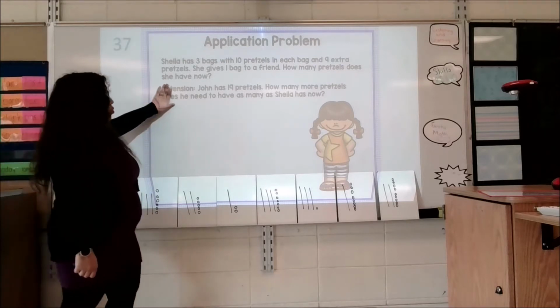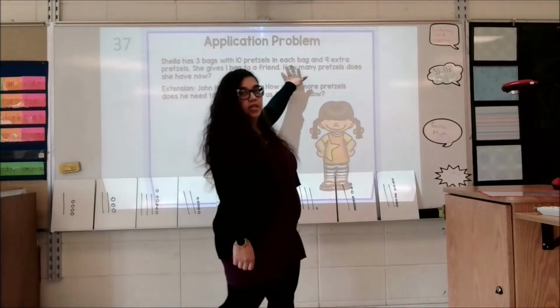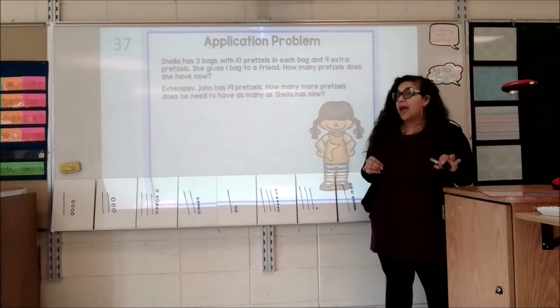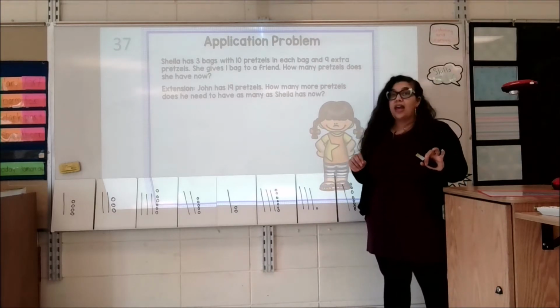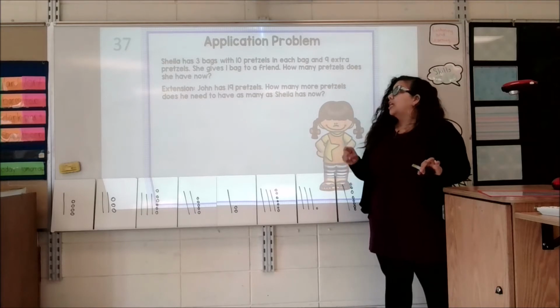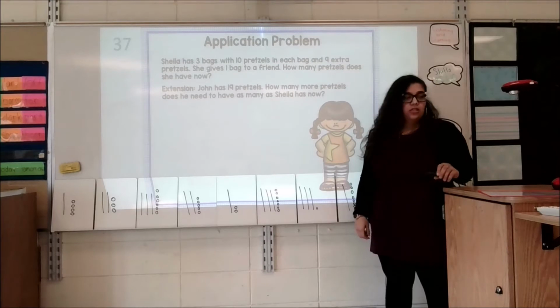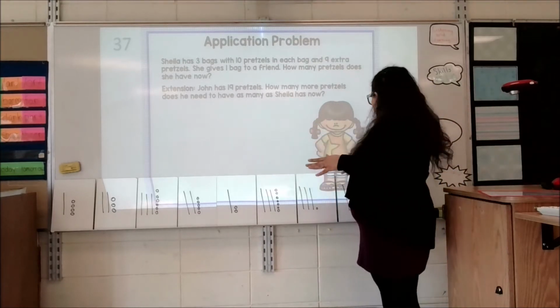Don't worry about the extension. We're not going to worry about John's pretzels. We're only going to focus on Sheila's pretzels. We'll read that one more time, just the top part. Sheila has 3 bags with 10 pretzels in each bag and 9 extra pretzels. She gives 1 bag to a friend. How many pretzels does she have now? Now, go ahead and work on this and ignore me. I'm going to clean up my mess here, okay? All right.